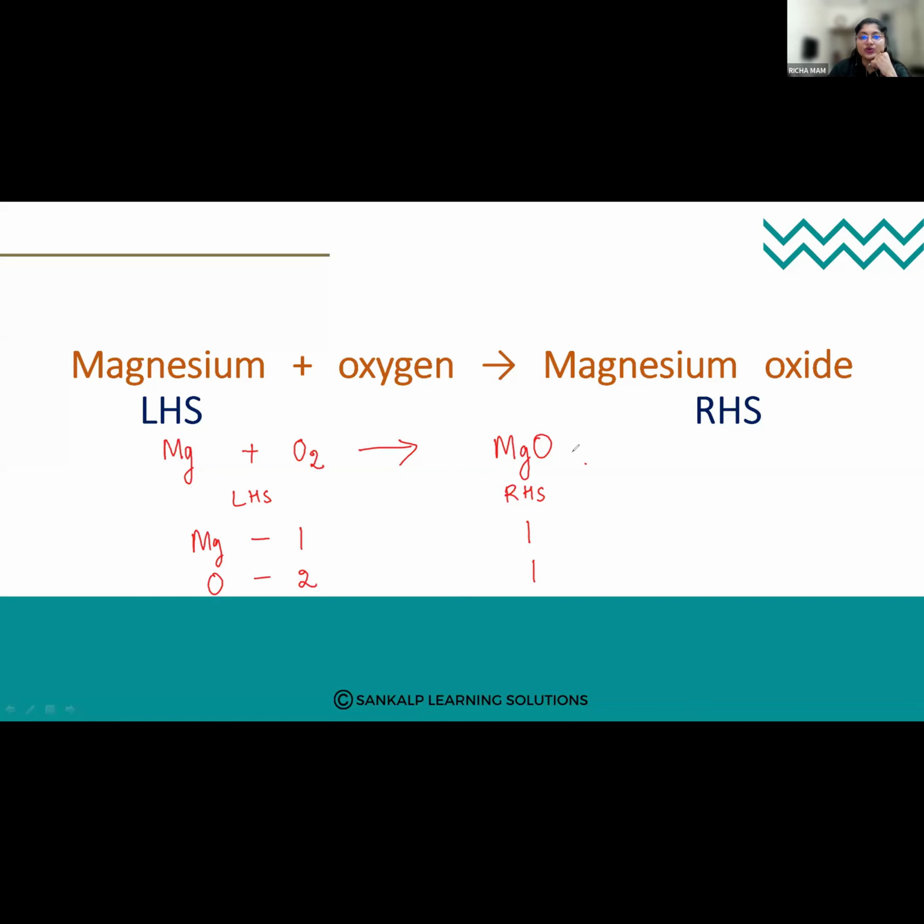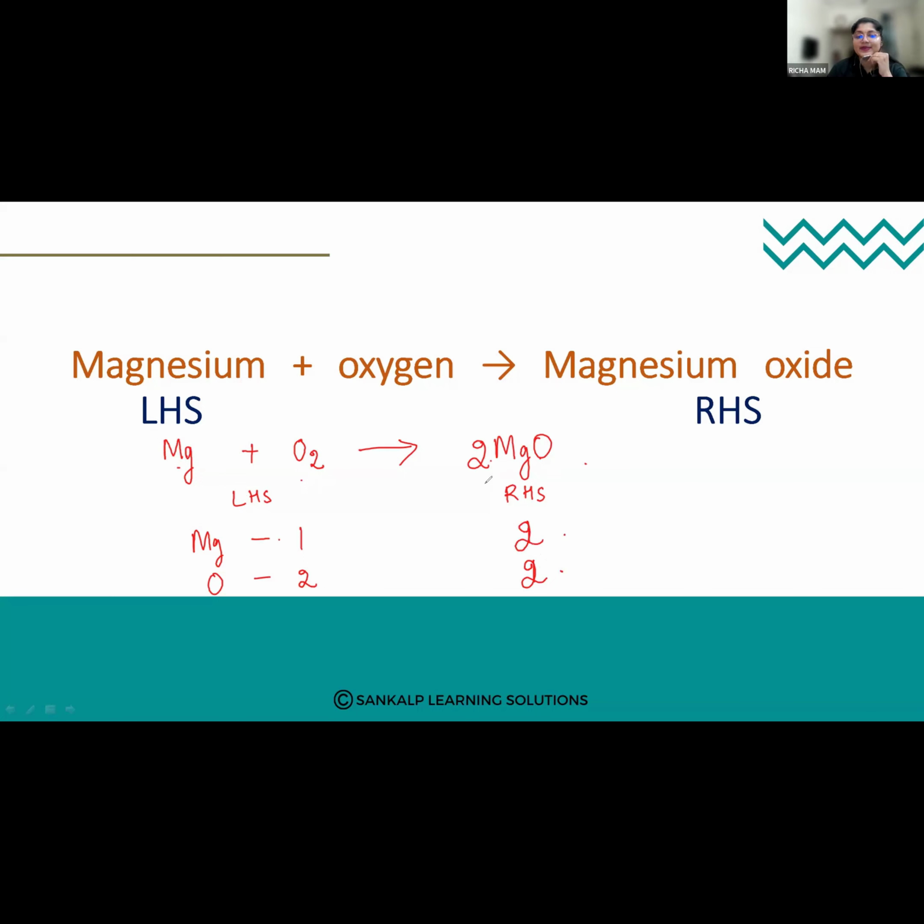Now oxygen is 2. Here it is 1. So first I will write here 2. So now oxygens are balanced. Here it is 2, and on the right hand side it became 2. Now we will see magnesium. Again we will check. On the left hand side it is 1, and on the right hand side it is 2.